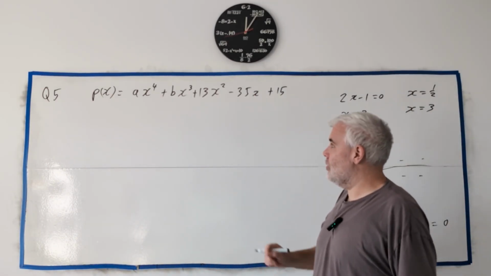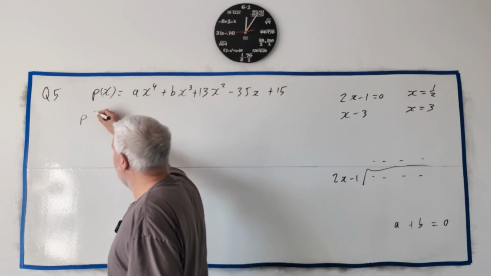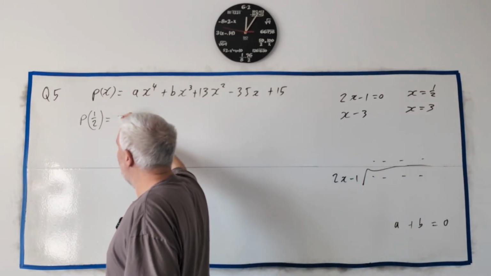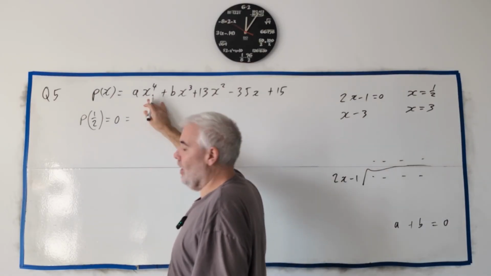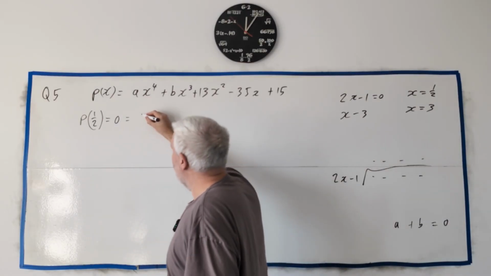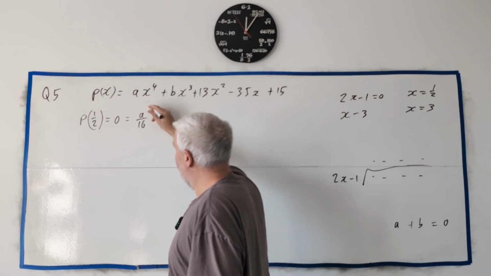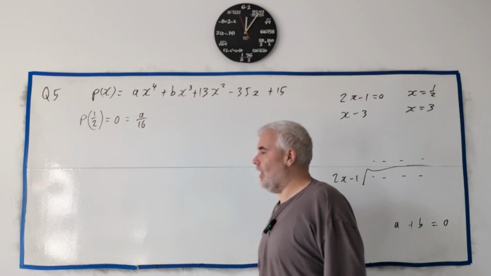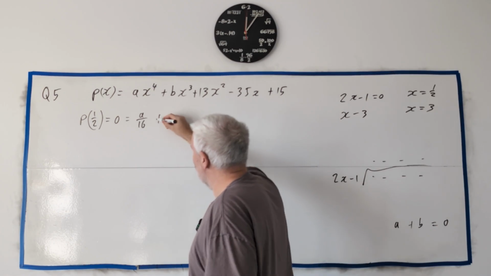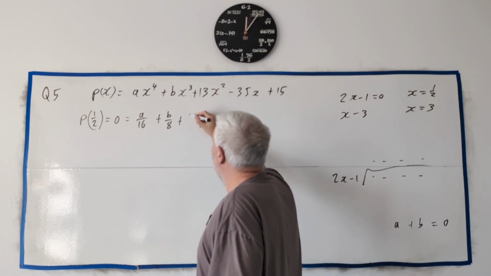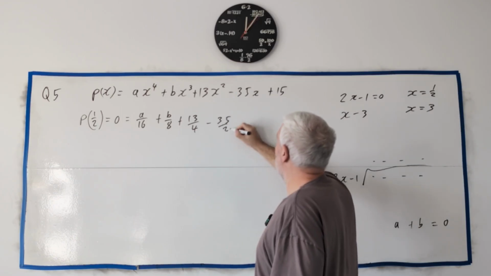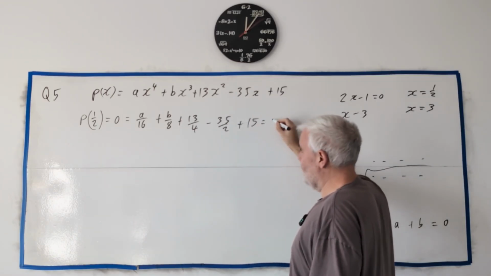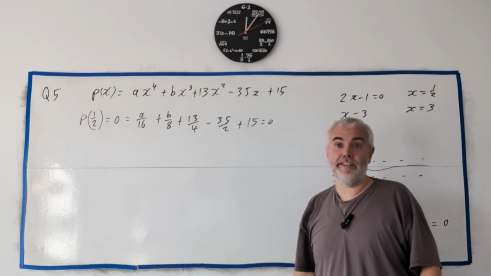What that allows us to do is put in P of a half and know we're going to get 0 out of this. So if we put in a half here, half to the power of 4 is 1 over 16. A times 1 over 16, A over 16. Put a half in for each of these. We get B over 8, 13 over 4, minus 35 over 2, plus 15. And we know this all equals 0.